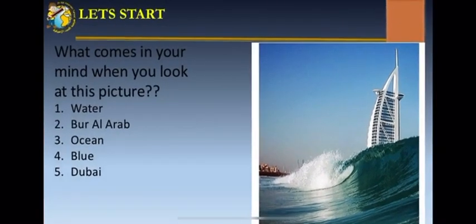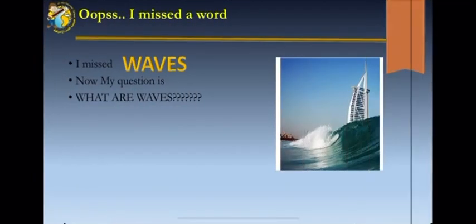Now, when I look at this picture, I can see water. I can see beautiful building of Burj Al Arab, ocean, the blue color of the water, the blue color of the sky, the city Dubai. I'm sure you have some similar answers and something else as well. Oops, I missed the most important thing, that is waves. What are waves actually? That is what we are going to study in this lesson.